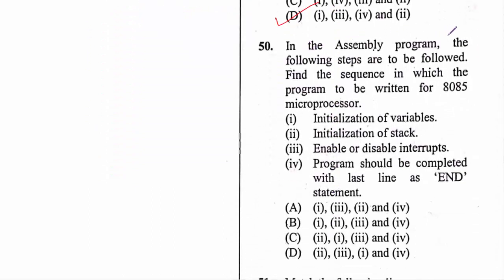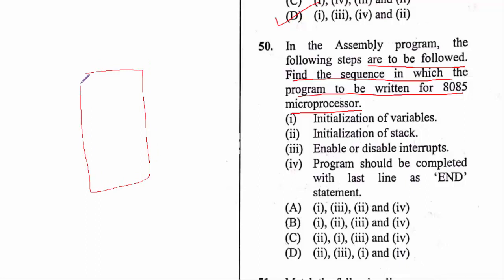50th. In the assembly program, the following steps are to be followed. Find the sequence in which the program is to be written for the 8085 microcontroller. So first thing you are going to do, in order to start with the code segment, you have to declare a data segment, nothing but which is input, which one is output, whether you are in need of a stack or you don't need any stack. At last you have to decide whether you have to enable the interrupts or disable the interrupts. At last you have to terminate the program.